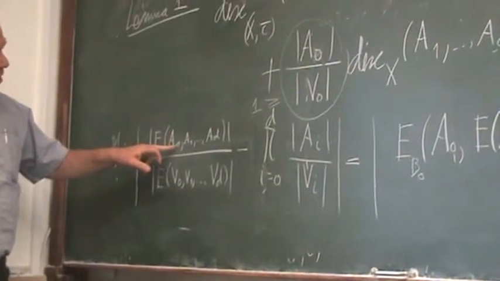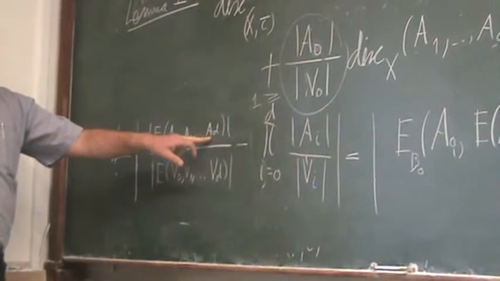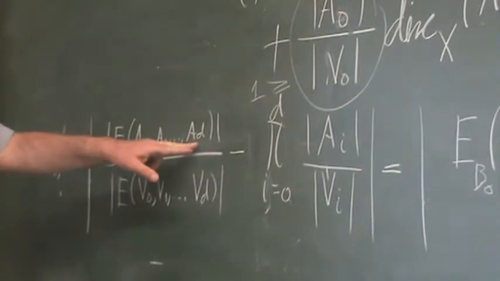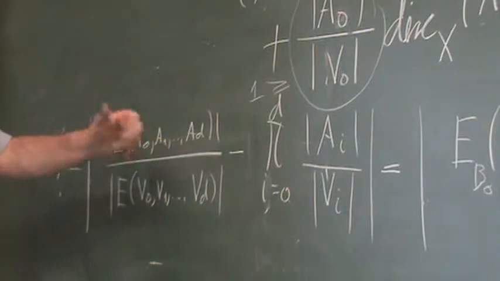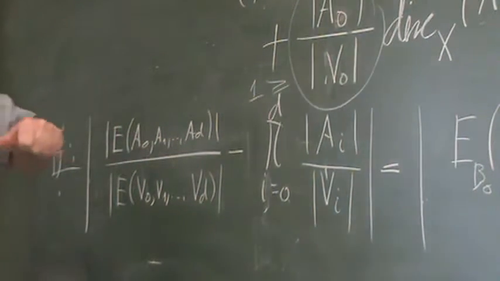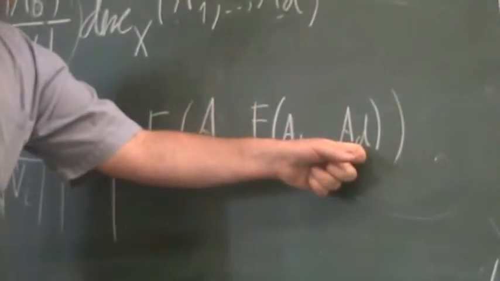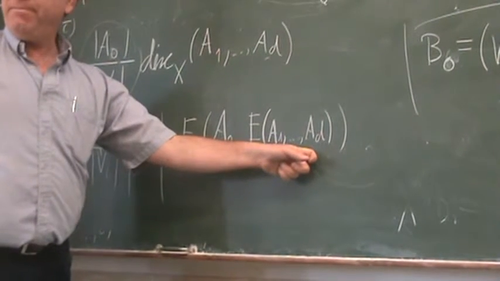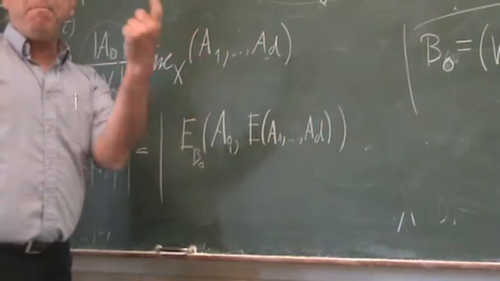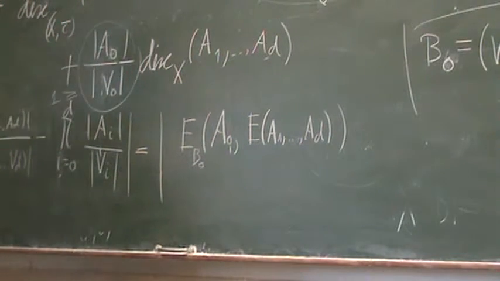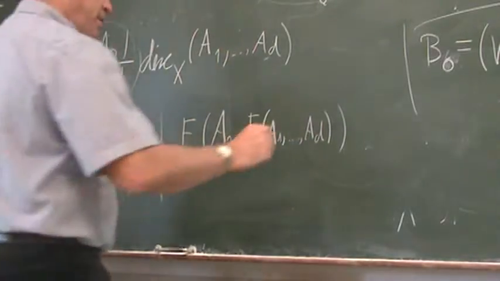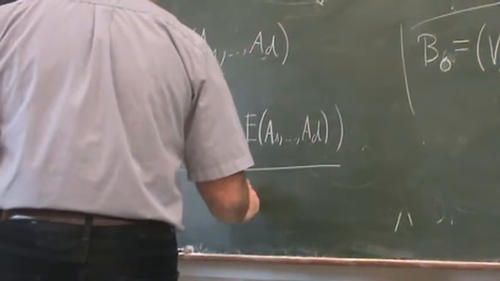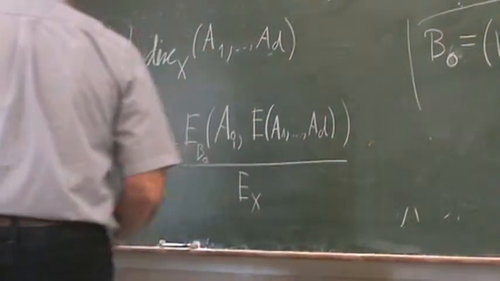You see, the number of chambers A0, A1 up to AD is the same as the number of edges between A0 to walls. This is the set of walls of type A1 up to AD, right? In the bipartite graph B0. Do you see that this is the same number? Divided by this number. So we just call it maybe E of x.